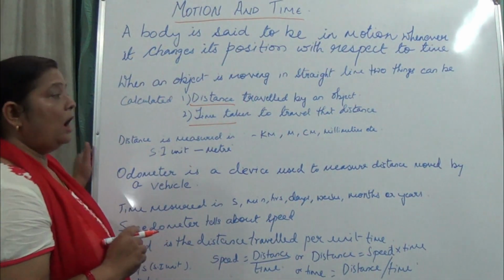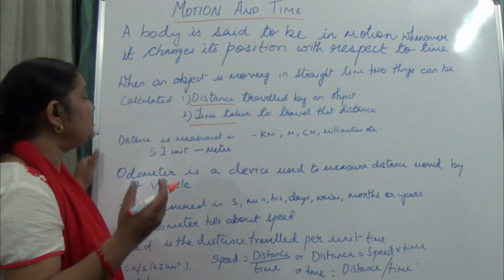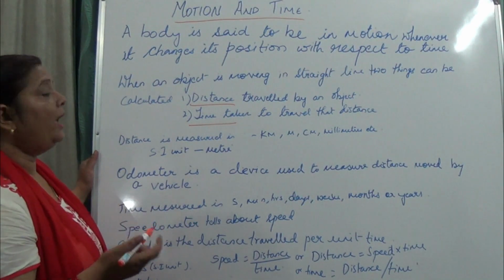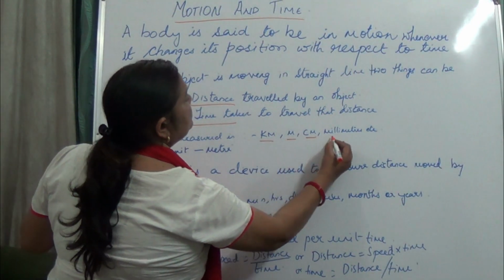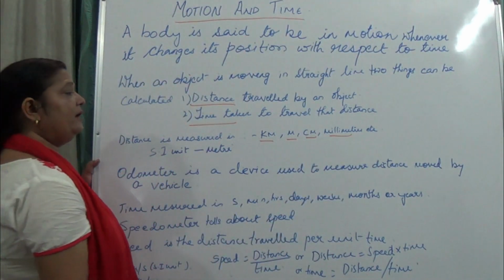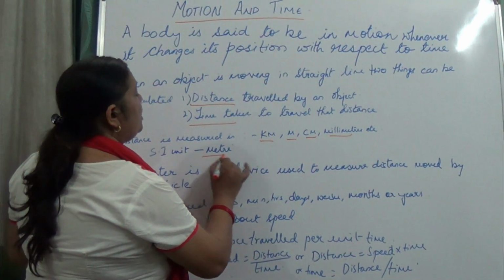Now, how can this distance be measured? What are the units of this distance? Units of distance can be kilometer, meter, centimeter, millimeter, and so on. But the SI, the standard unit of distance, is what?